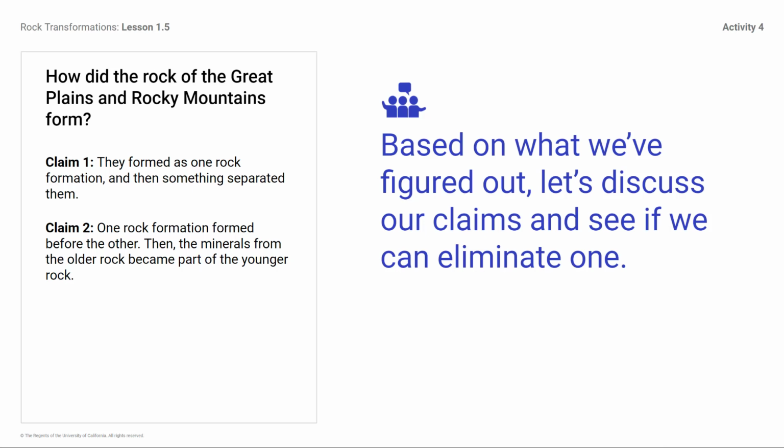We have determined that the Rocky Mountains and Great Plains have different types of rock which formed through different processes. Based on this information, can you eliminate any claim? What are your initial ideas about whether claim 2 is possible? We do not have enough information to know which rock formed first. That's what we will be investigating in Chapter 2.